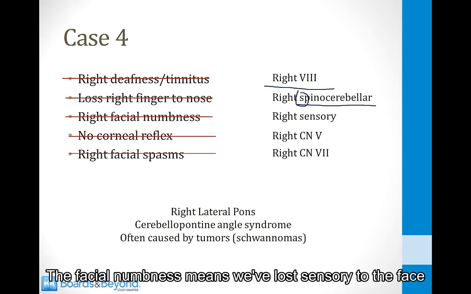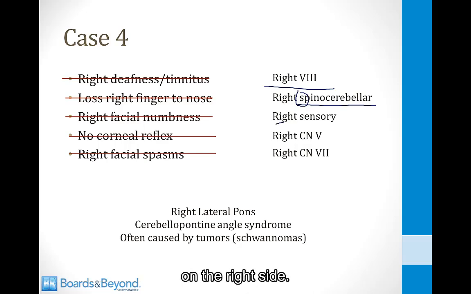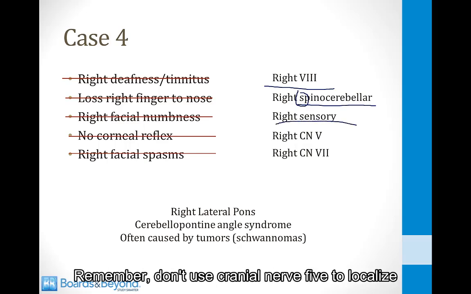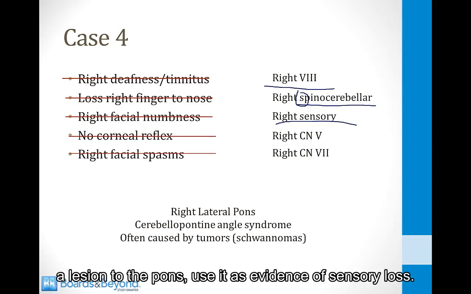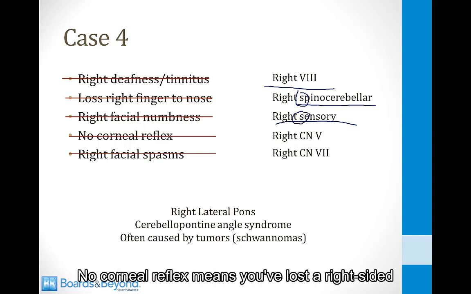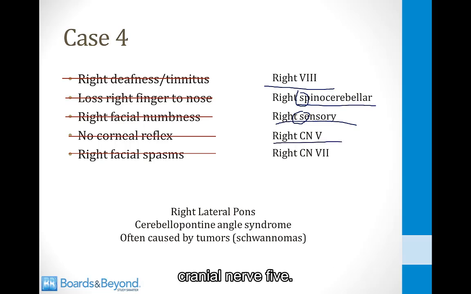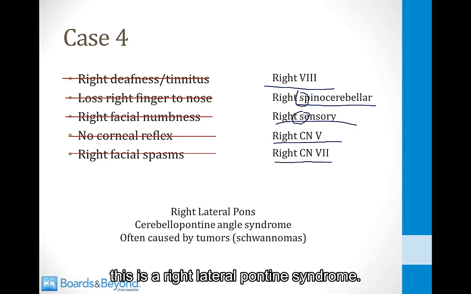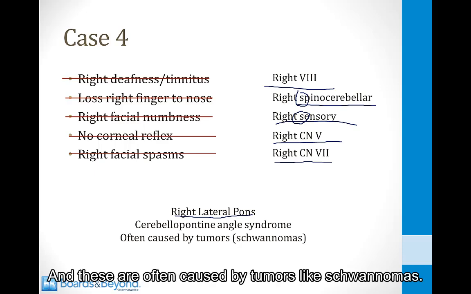The facial numbness means we've lost sensory to the face on the right side. Remember, don't use cranial nerve 5 to localize a lesion to the pons. Use it as evidence of sensory loss, and that's one of those S tracts, which means you've got a lateral problem. No corneal reflex means you've lost right-sided cranial nerve 5, and the facial spasms mean you've lost right-sided cranial nerve 7. So putting this all together, this is a right lateral pontine syndrome, and that's what happens when you have a cerebellar pontine angle syndrome, and these are often caused by tumors like schwannomas.